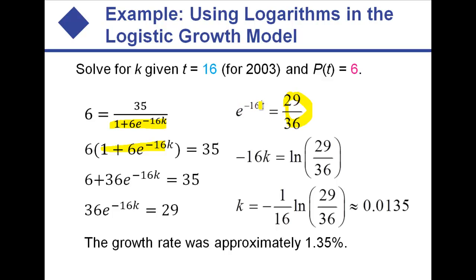Now the last step is take the natural log of both sides. When you take the natural log of this and natural log of this, natural log of e to the stuff just gives you the stuff. Natural log of this is just a number, which we can now divide both sides by 16, which is the same thing as multiplying by 1 over 16. But you could have just had natural log of all this stuff, 29 over 36, divided by negative 16. Same thing. That's your k.